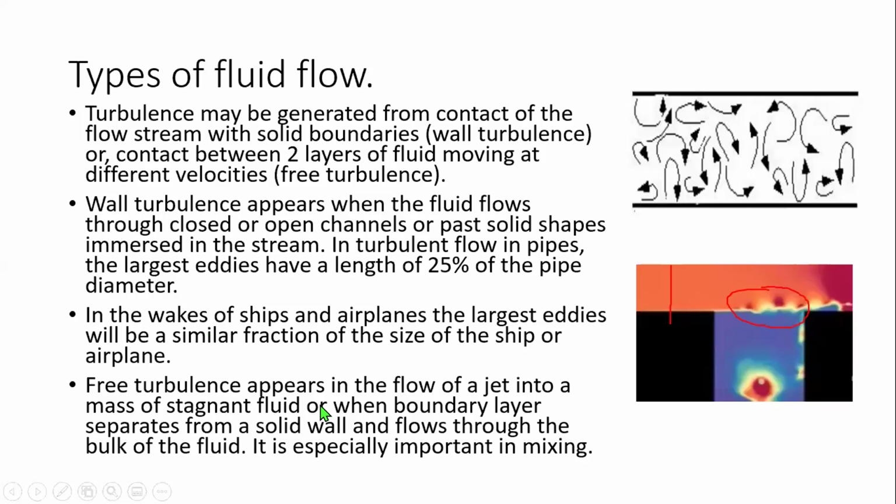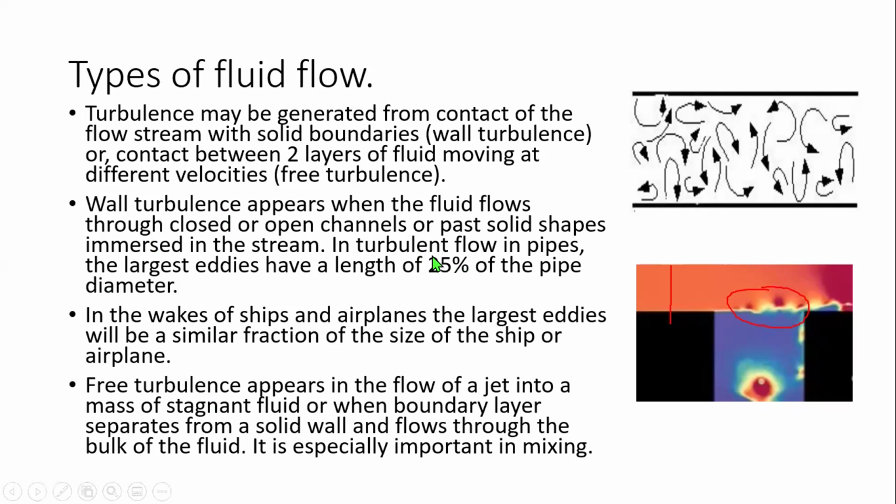Yes. So wall turbulence appears when the fluid flows through closed or open channels or past solid shapes immersed in the stream. We've already spoken about that. In turbulent flow in pipes, the largest eddies have a length of 25% of the pipe diameter. So remember we said the size of the eddies is comparable with the smallest dimension of the system we are dealing with. So we can see a relation here.